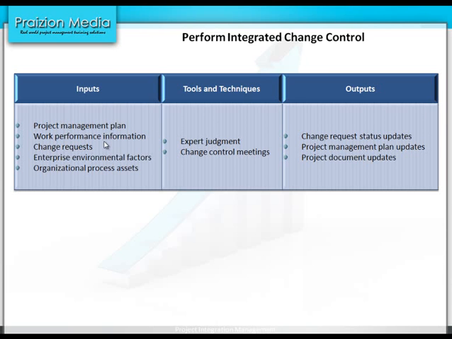In Perform Integrated Change Control, change requests are being funneled in. Those change requests hopefully come with good information about how they impact the project. Those change requests are reviewed using expert judgment and change control meetings. The Change Control Board comes out with a change request status update, and that is an update to your change request. That update could either be positive in favor of your change request or negative. So that's the picture for Perform Integrated Change Control.